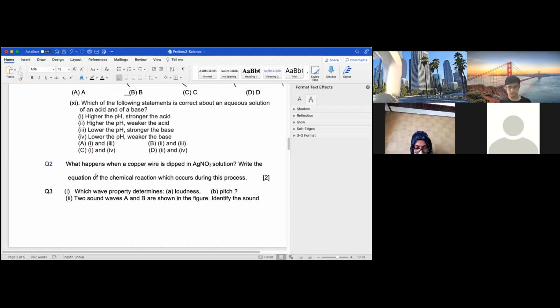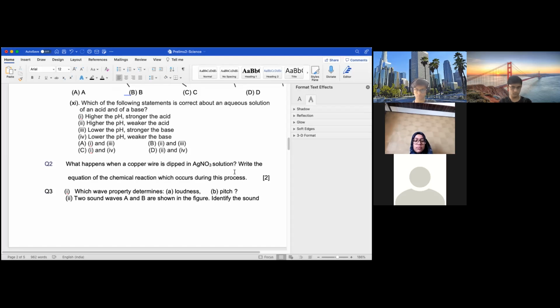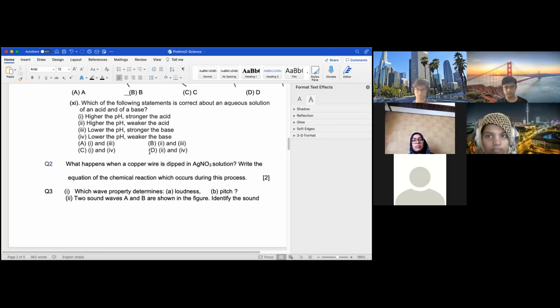Okay, so equation of chemical reaction which occur during this, many online students have written blue color हो जाता है, because वो एक ही जगह से उठा के लिख दिया है. So you have to mention it is a displacement reaction. Okay, copper ions enter कर जाता है in AgNO3.